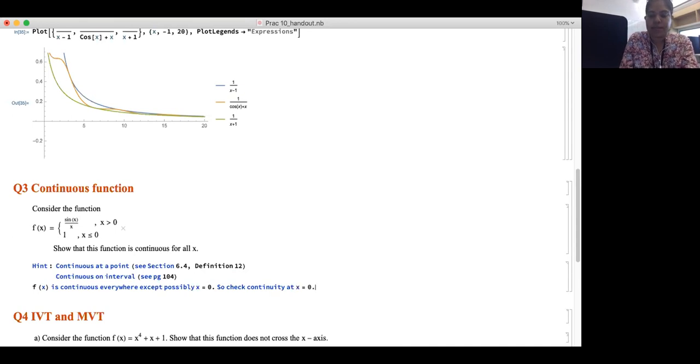This is continuous at a point. See definition 12. How would you check if calculate the limit x equals 0 for both the function ranges? That's very good. Okay, take the limit when x approaches from the left and from the right. Okay.